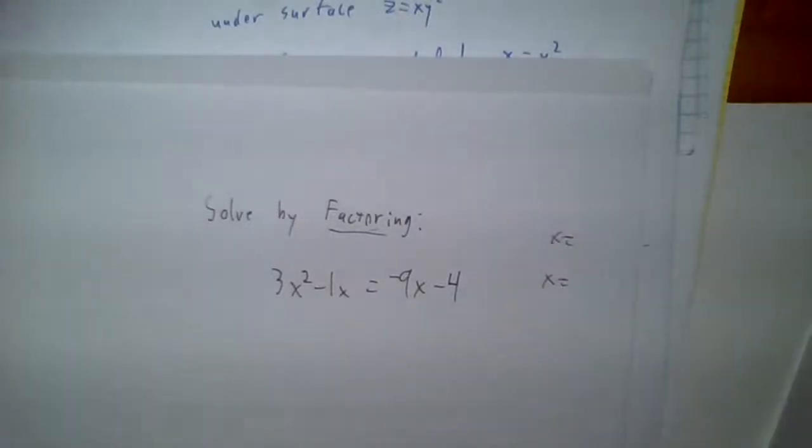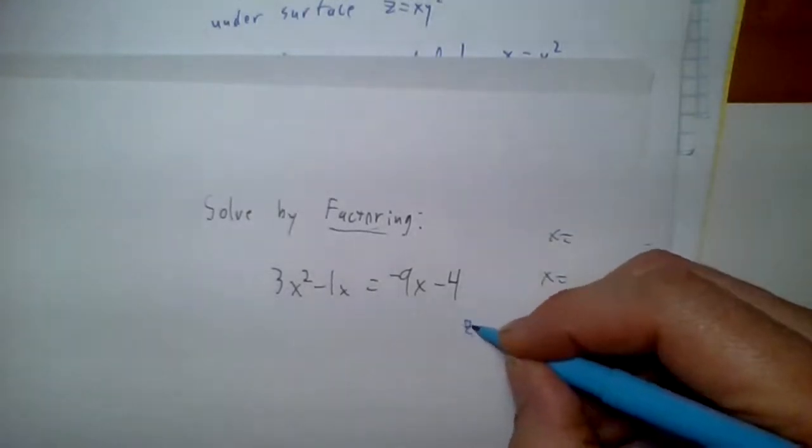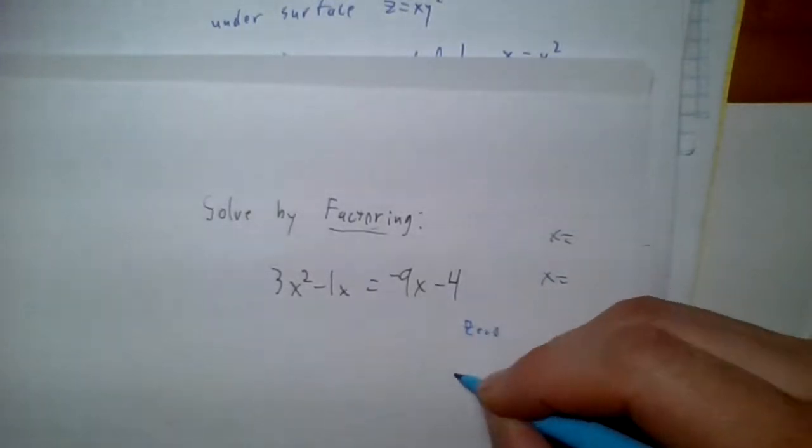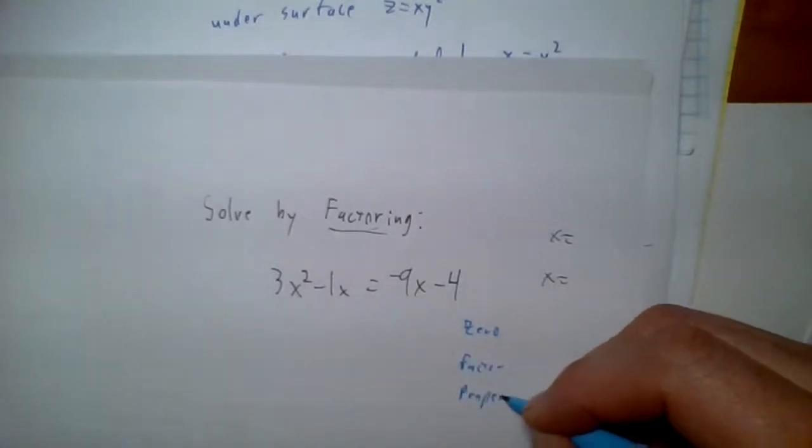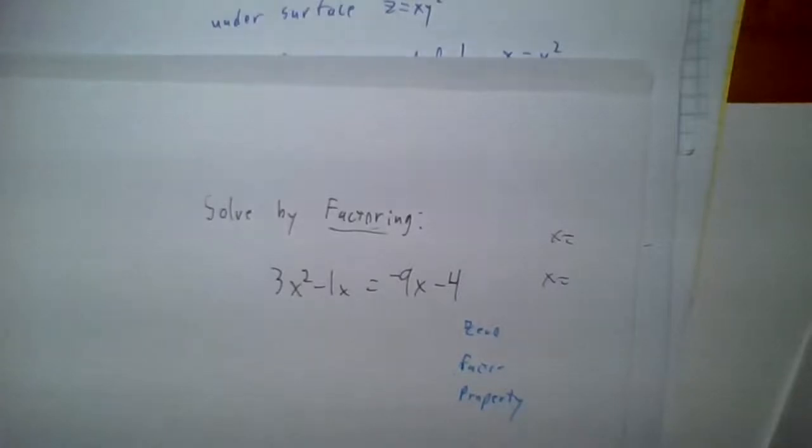Solving by factoring means we're going to use the 0 factor property. So you can actually write this down if you want. 0 factor property. You've got some space to work with. Those are really separate steps on a problem like this. I have to have a 0 before the factors will do me any good.